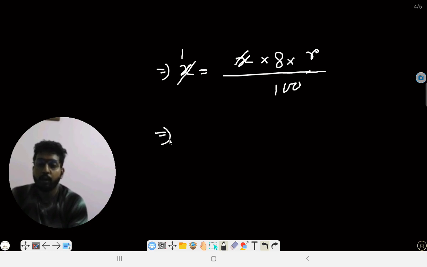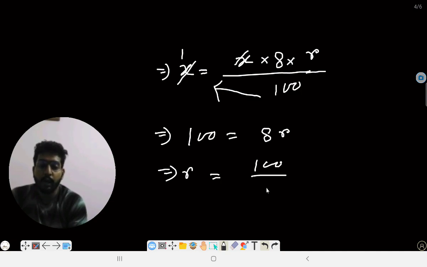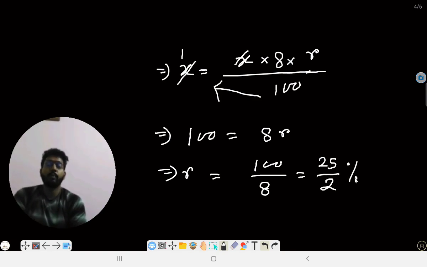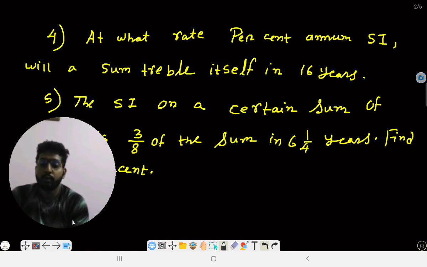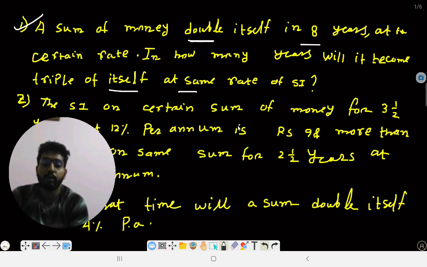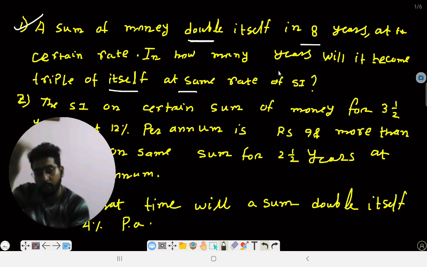Now cross multiplication: 100 will be multiplied with 1, so that becomes 100, and that will be 8R. So R will be 100 by 8. If you divide by 4, it will be 25 by 2. That means 25 by 2 percent will be the rate. So here we found the value of the rate of interest, 25 by 2 percent.